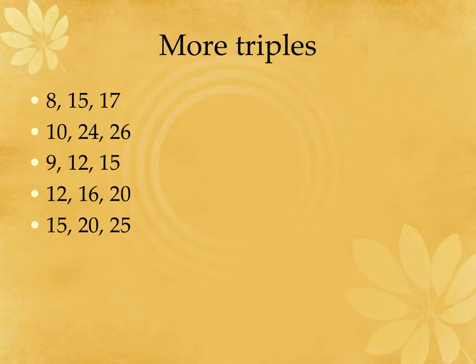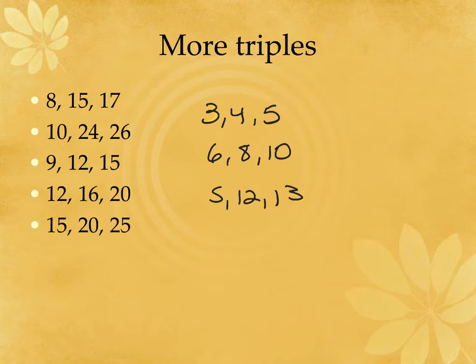Okay, here's some additional triples. So we talked about the ones yesterday. We even added one of these. But we talked about 3, 4, 5. We talked about 6, 8, 10. 5, 12, 13. And then we actually added on 8, 15, 17. But here's some additional ones as well. 10, 24, 26, which is what happens if you multiply 5, 12, 13 by 2.